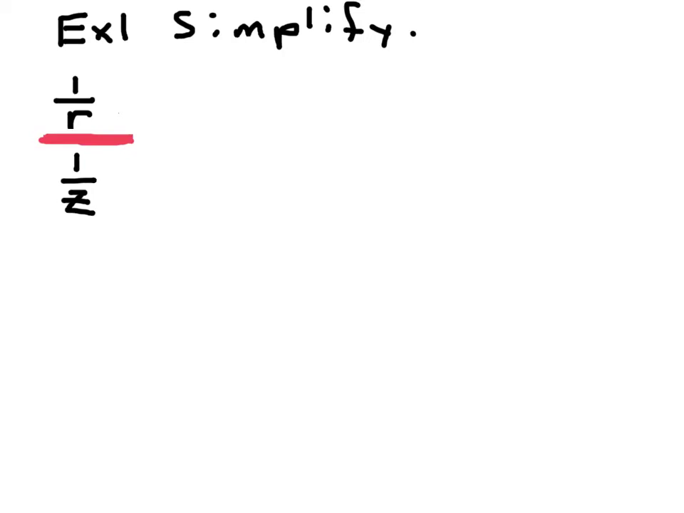Now, I'm going to show you two ways to do this. One way is you can simply think of that main bar, that red bar, as a division symbol. So really, this problem really means this: 1 over r, that fraction, divided by 1 over z. That's what the problem really is, with this main bar, the red bar, being the division symbol, all right?